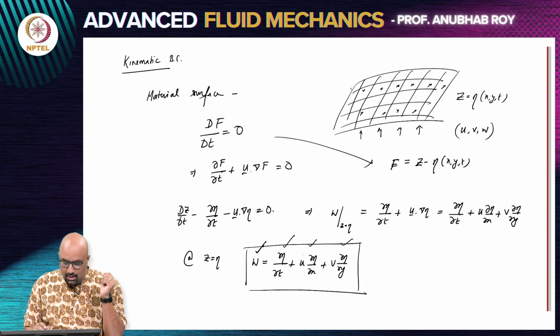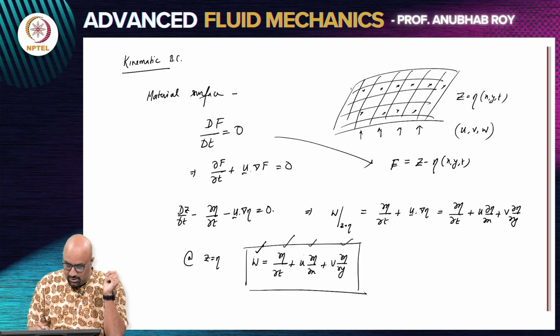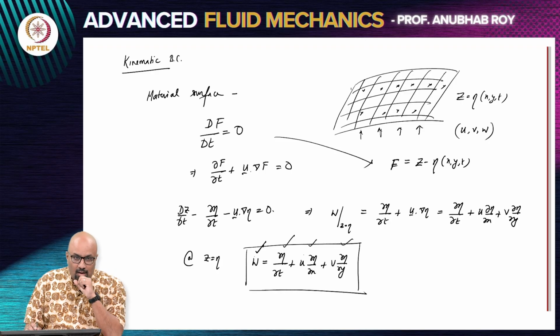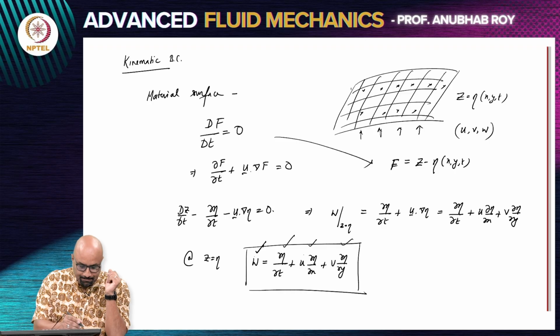So we saw the kinematic boundary condition. The kinematic boundary condition basically gives us how the interface, which is an evolving surface, responds to the fluid velocities at that location.